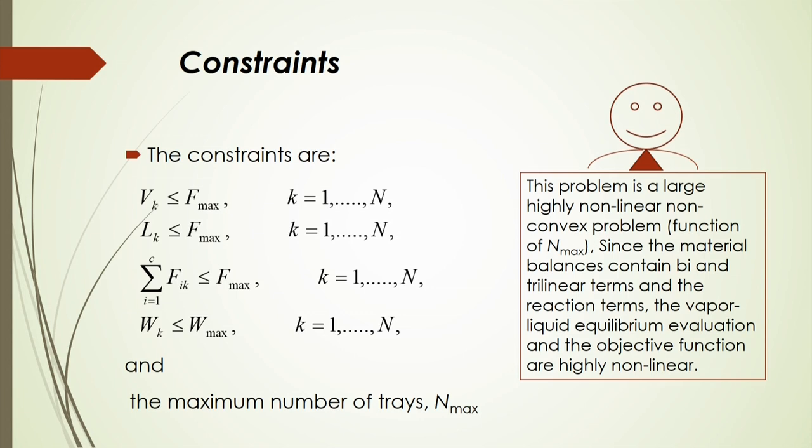Since the material balances contain bilinear and trilinear terms, and the reaction terms in this case, the vapor-liquid equilibrium evaluation, and also the objective functions, are all highly non-linear. So, it will be very complex to get that convergence, or you can say it will be a highly non-convex problem for your analysis.